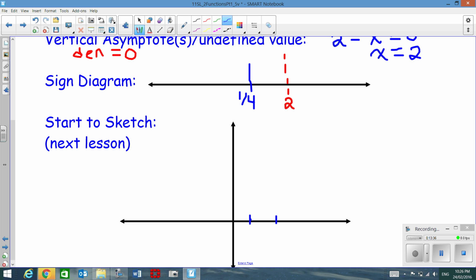So let's give ourselves some intervals here. Let's make these all equal to 1. So if this is 1, 1/4 will be about here. And then we've got our vertical asymptote at 2. All right, and let's go ahead and substitute in some test values. So let's choose some values below 1/4, between 1/4 and 2, and then after 2 to see what happens for our function in terms of it being positive or negative.